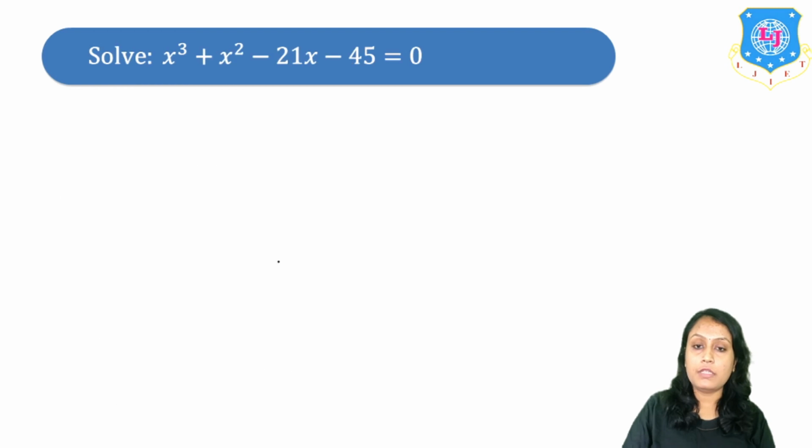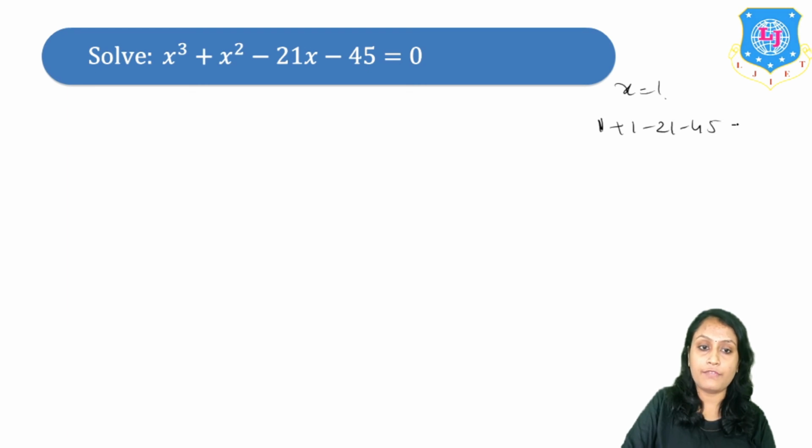Okay, now let's solve one more example. Here we have x cube plus x square minus 21x minus 45 equal to 0. Firstly, let's check for x is equal to 1. You will have 1 plus 1 minus 21 minus 45. This is not equal to 0. So let's check for x is equal to 2. Here you will get 8 plus 4 minus 21 into 2 minus 45. Again you will get an answer not equal to 0.